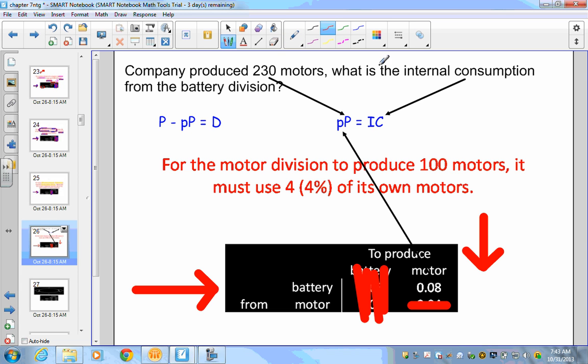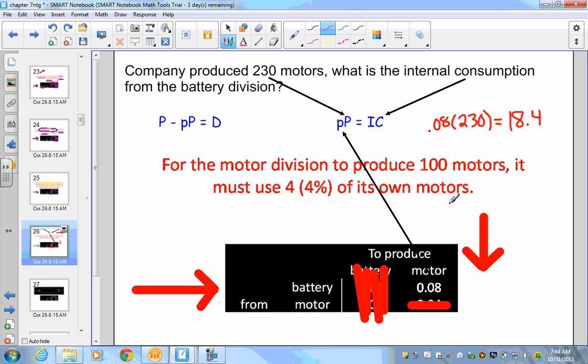So if I was to do the math, it would be 0.08 times 230, which gives us 18.4. 18.4 batteries. Okay, pretty simple.